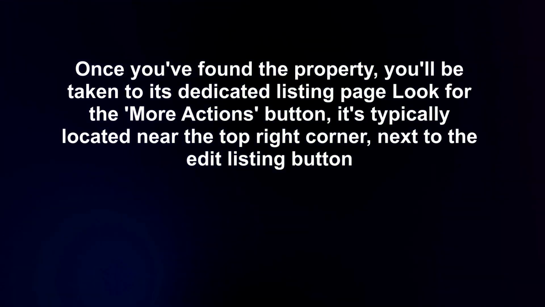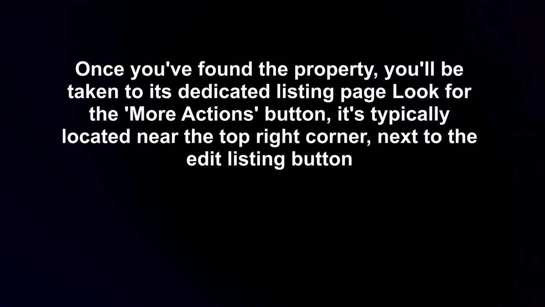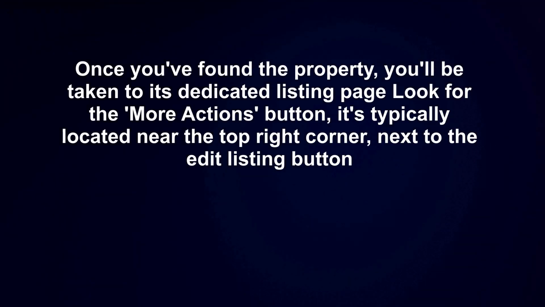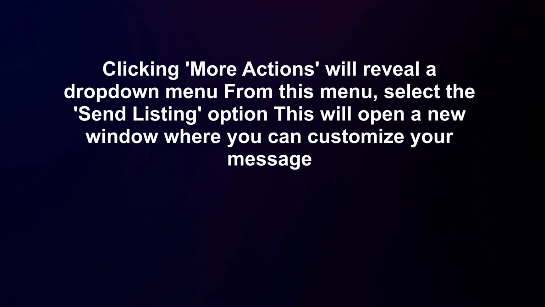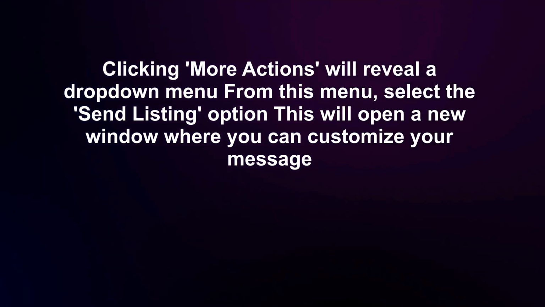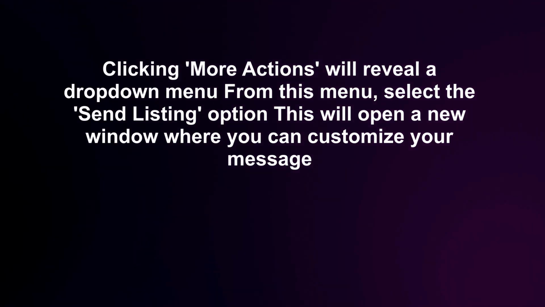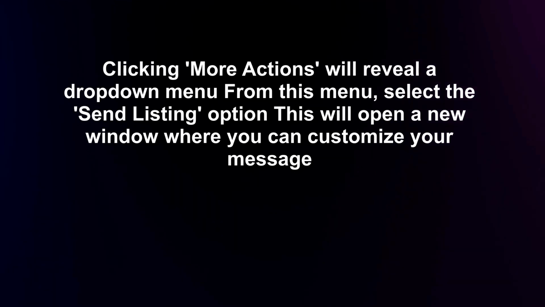Look for the More Actions button. It's typically located near the top right corner, next to the Edit Listing button. Clicking More Actions will reveal a drop-down menu. From this menu, select the Send Listing option. This will open a new window where you can customize your message.